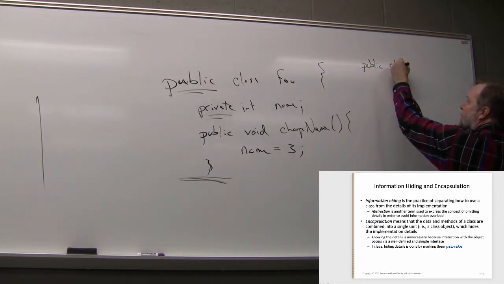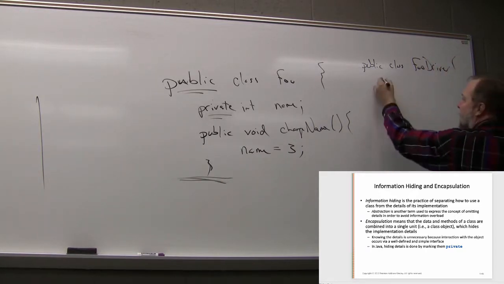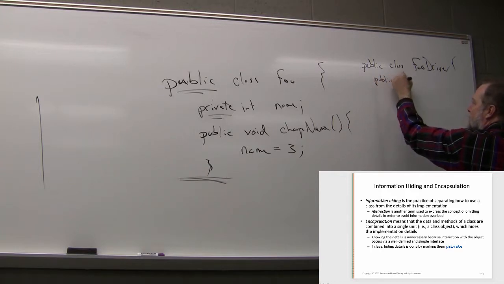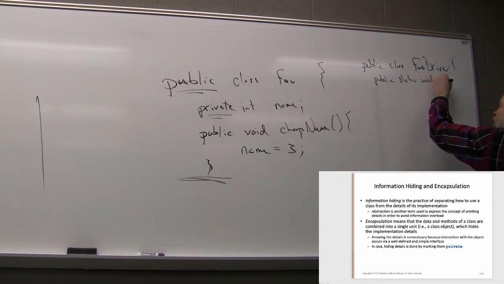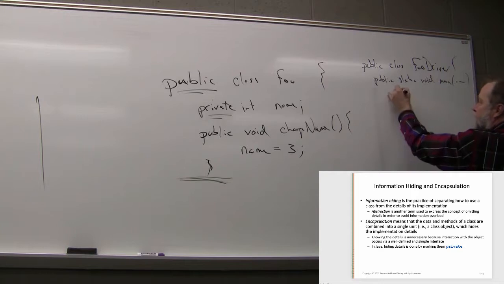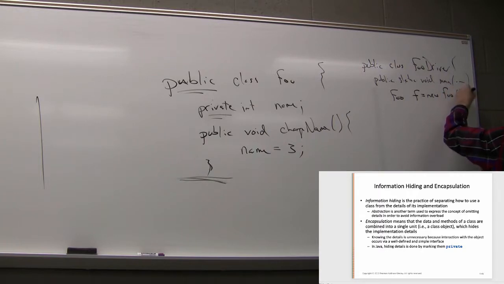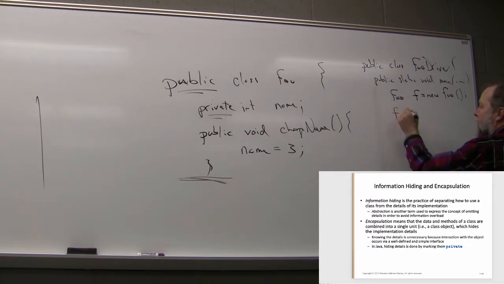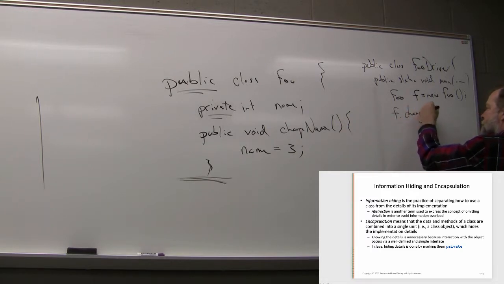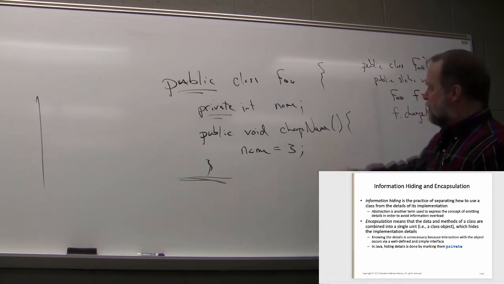So I'll call this public class FooDriver. And in here I'll just have a main, public static void main, and the usual arguments, which I won't bother writing out. And in here I'll make a new foo object. So let's say Foo f equals new Foo. We've seen this many times before. So in here, I can say f.changeName, and that will invoke this method over here.